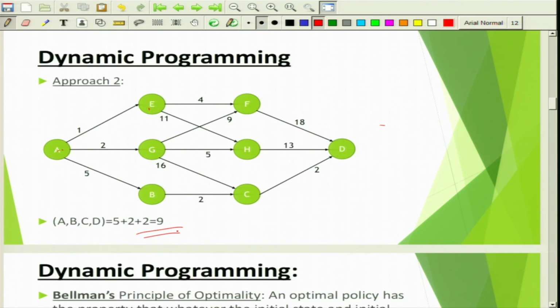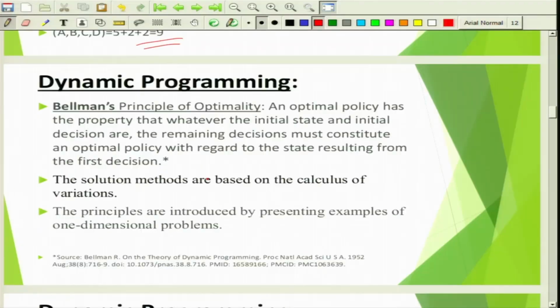So that is why you cannot immediately come to an optimal solution path just by following the greedy approach. So now let us try to understand how we can solve this problem.